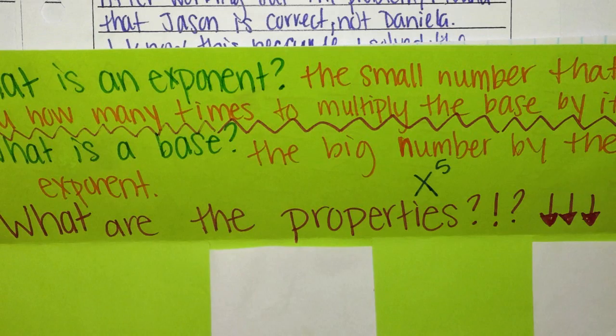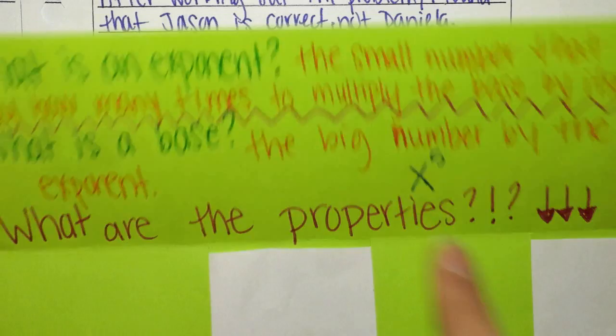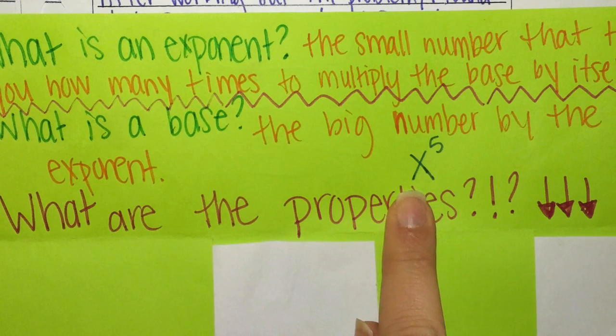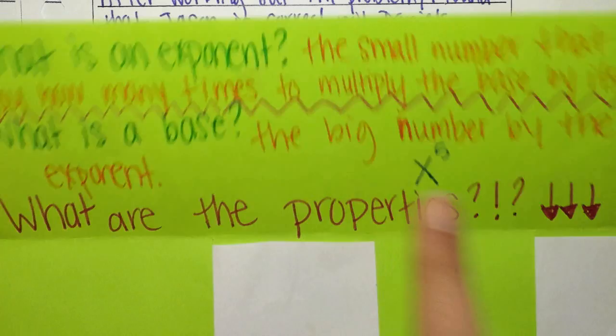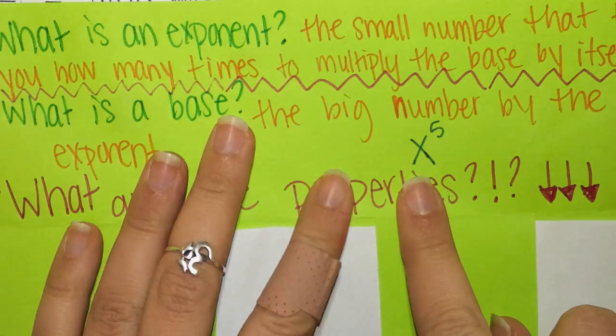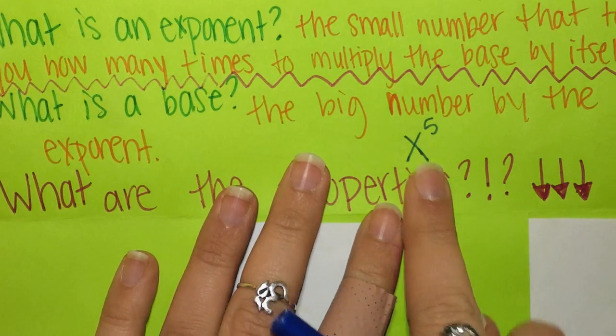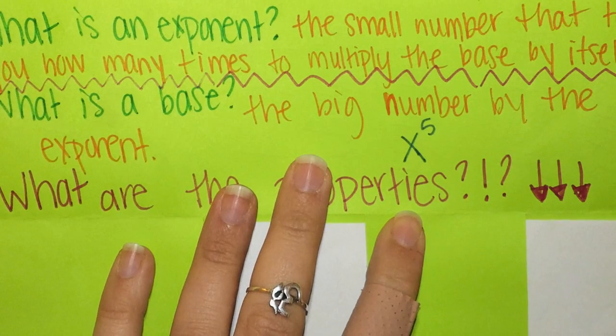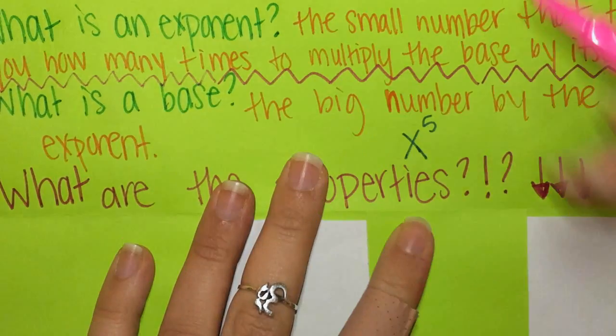Alright, here's our little baby example. Who can tell me what this says? It says X to the 5th power. Fantastic. Is it X5? No, because we're not in bingo. Now, what's the base? Which one of those is the base? X. And which one's the power? Awesome.